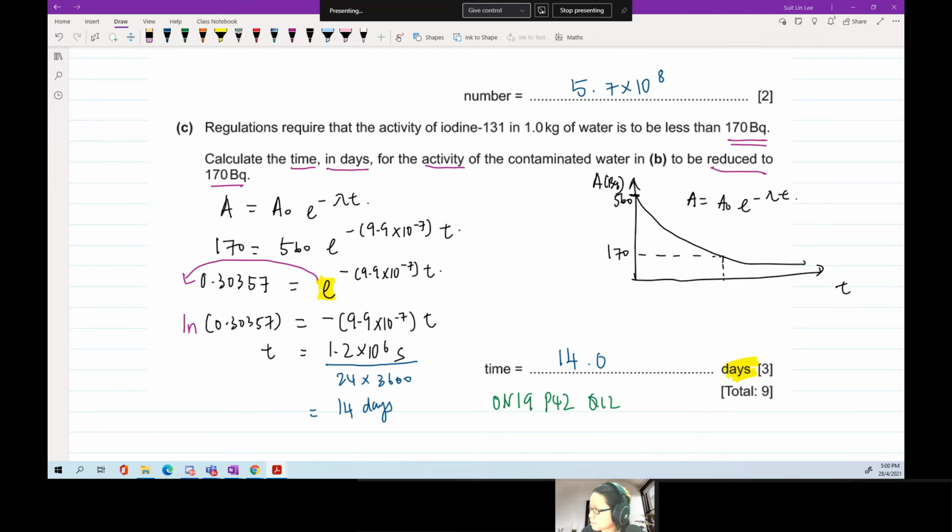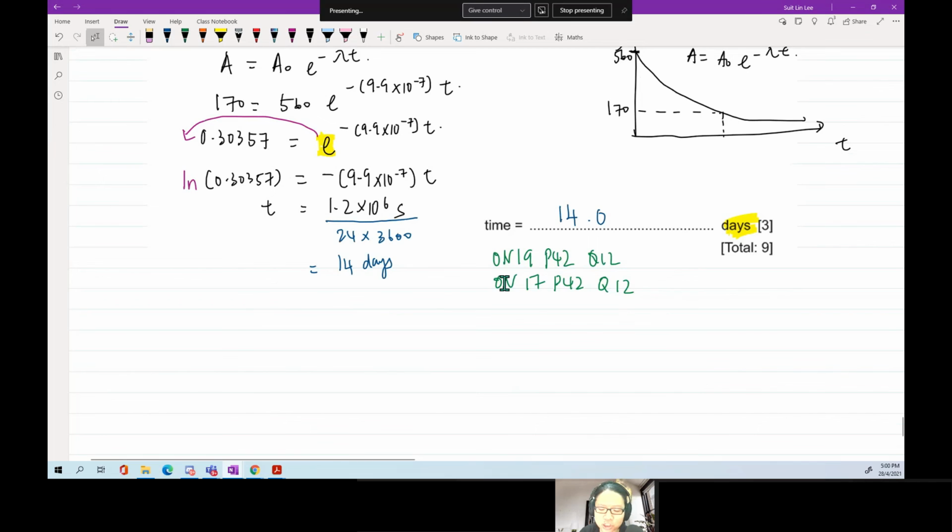More iodine and blood. Okay, can. Then you do this one. ON17 paper 42 question 12. This one has iodine in blood. Sometimes we inject iodine in blood because we want to measure the volume of the blood of the patient, or we are performing some form of chemotherapy. So we want to see whether the chemo is still inside your body or not. So the iodine is used as a not that harmful marker, because beta particle is not that harmful.